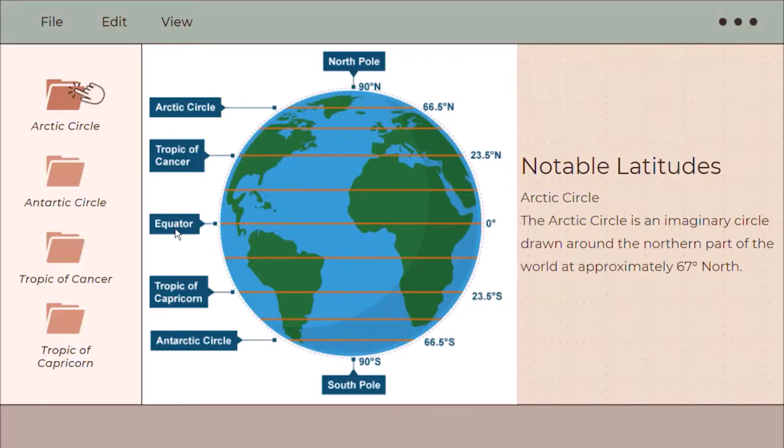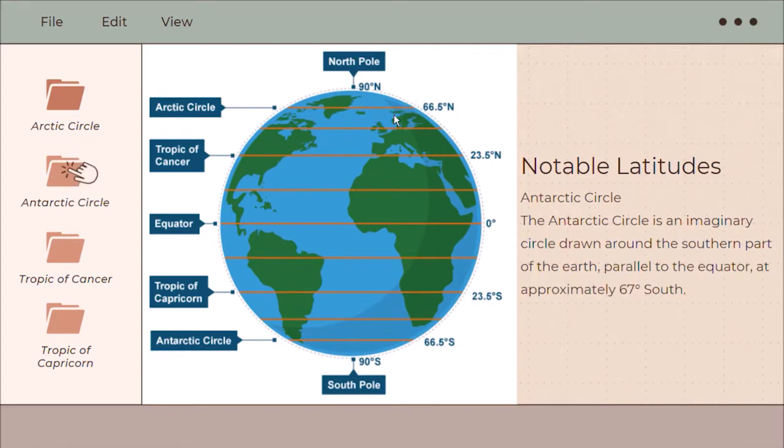In addition to the equator, there are 4 other major latitudes that are usually found on maps and globes. The positions of these latitudes are determined by the Earth's axial tilt. The first one is the Arctic Circle. It is an imaginary circle drawn around the northern part of the world at approximately 67 degrees north. All locations falling north of this latitude are said to be in the Arctic Circle.